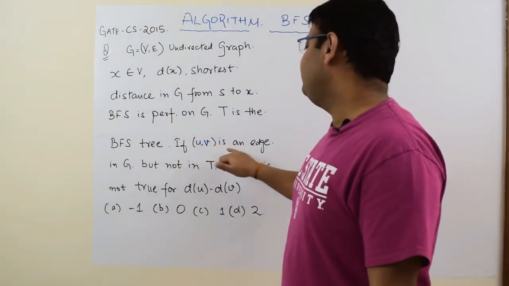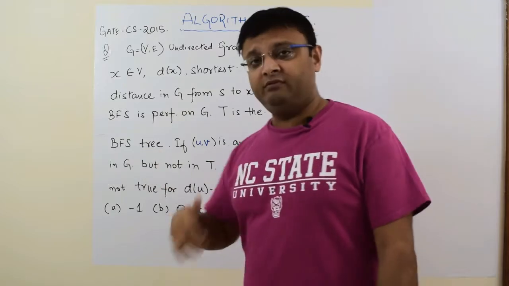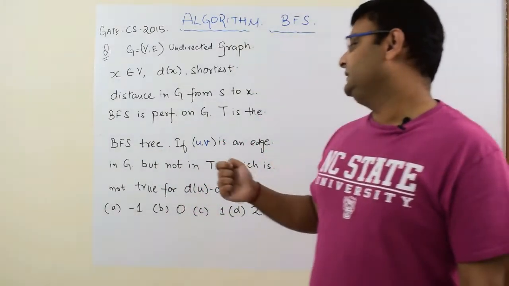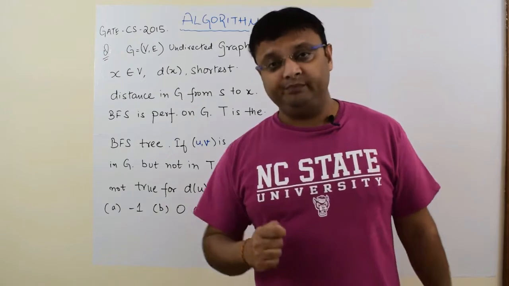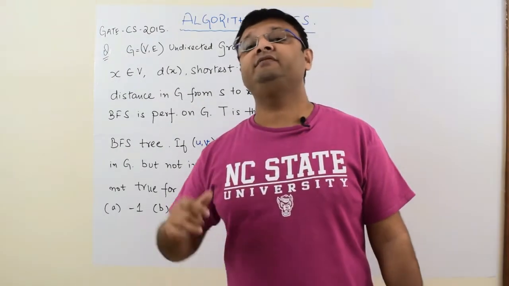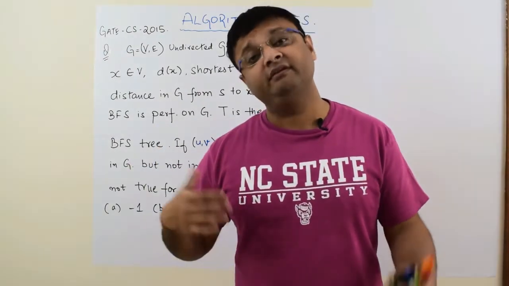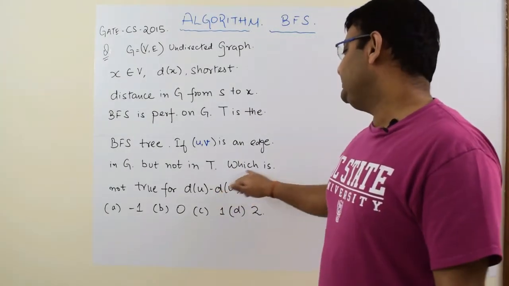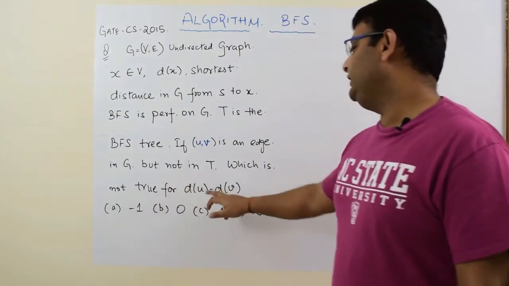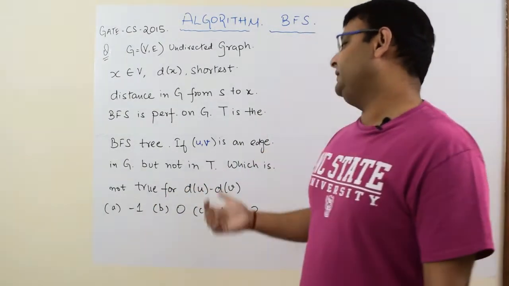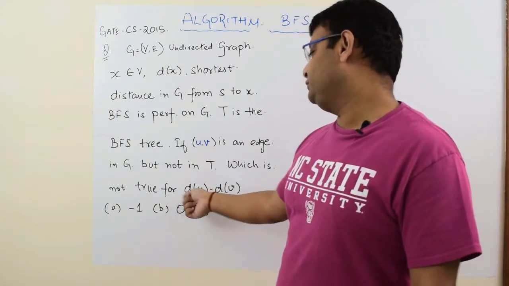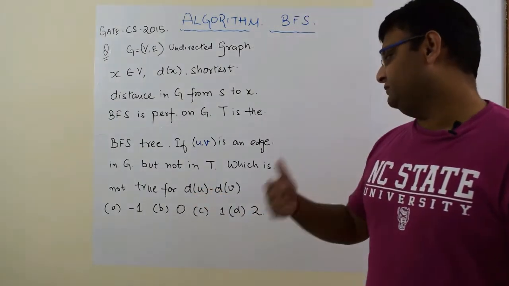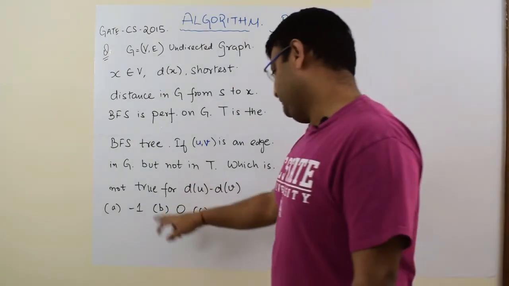And if (u, v) is an edge in G, right? It was an edge in G, u comma v. U and v are the two vertices, but it is not in T. So what does that mean? That means if we introduce that edge in T, it will create a loop, definitely. That's why it's not there, right? And which is not true for du, that is the shortest distance from source S to U, minus dv, the shortest distance of V from source S. Which of the following is not true?